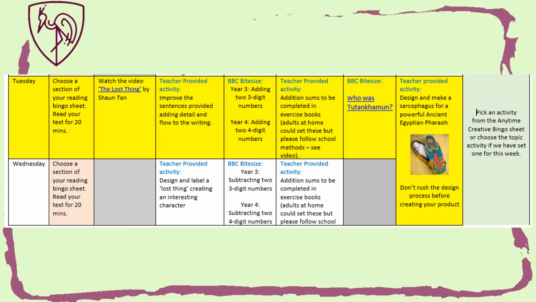After that, for our English today, we have got some work based around The Lost Thing by Sean Tan. I've linked in the animation, so you can click on that on the timetable online, and that'll take you straight to the animation, and you'll be able to watch that through. It gives you a good overview of the story of The Lost Thing, which was a book originally, but is now an animation and is quite an unusual one.